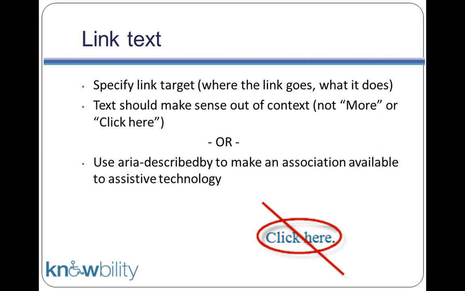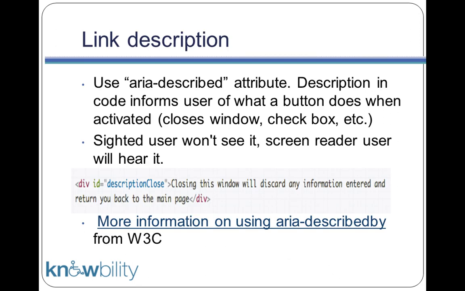One of the things I learned in putting together this presentation was ARIA described link descriptions. This was new for me, and this is one of those cases where the W3C explained to me what this is. It's a description in the code that informs the user what a button does when it's activated. Does it close a box? Does it close a window? A sighted user, such as myself, is not going to see it, but a screen reader user is going to hear it.